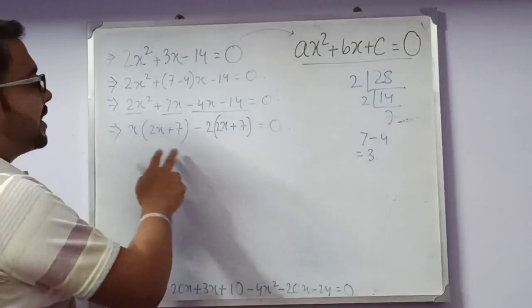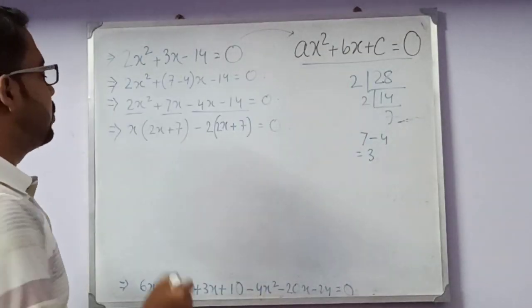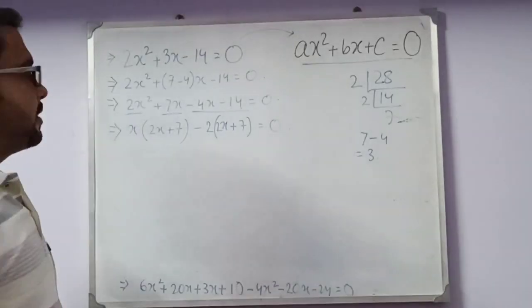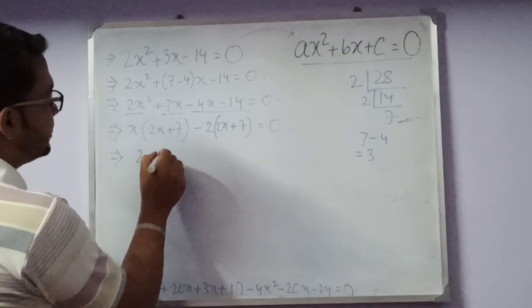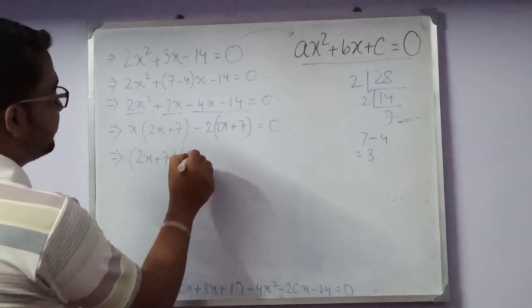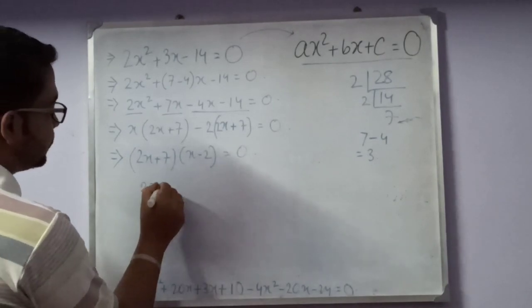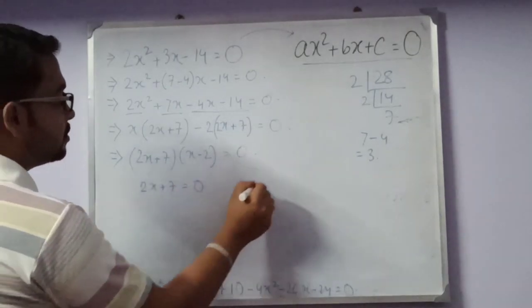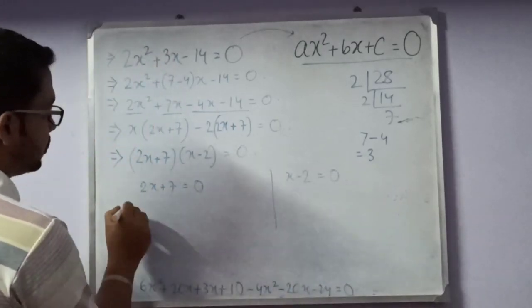If in your math these two are not equal, then your math is obviously wrong. Try to make it equal by solving it carefully. Now take 2x plus 7 as common, so we have x minus 2 left. So 2x plus 7 is equal to 0, and here we can write x minus 2 is equal to 0.